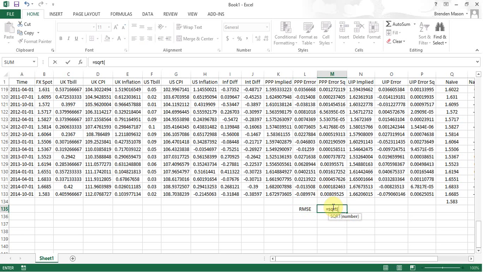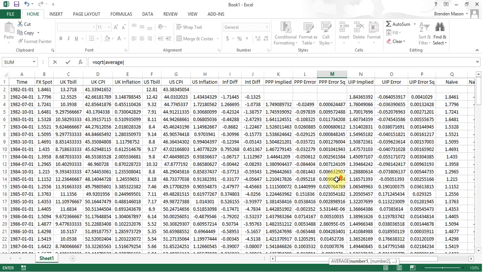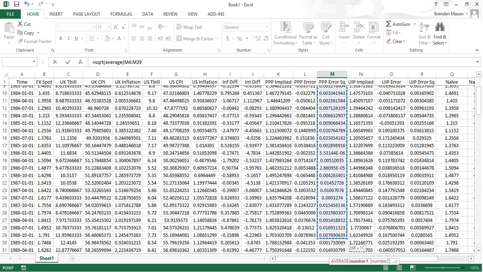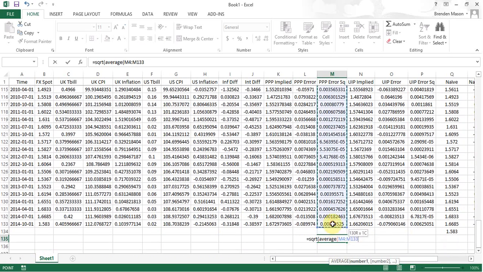Square root of what? Of the average, parentheses, of what? Of this whole column. Okay, I can highlight it with the mouse and drag it, or I can just type it in if I know the cells. So then we need to close off the average parentheses. See how it's red, then it turns red. And then the next one will be black to close off the square root parentheses. So enter.